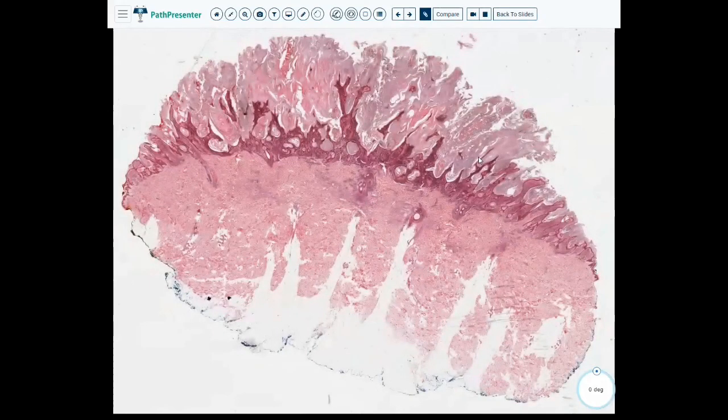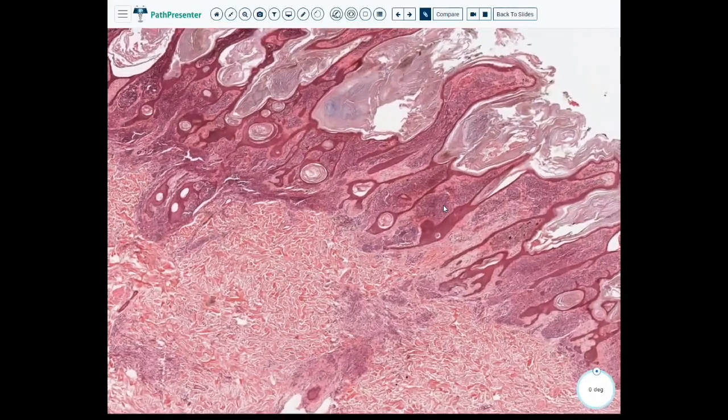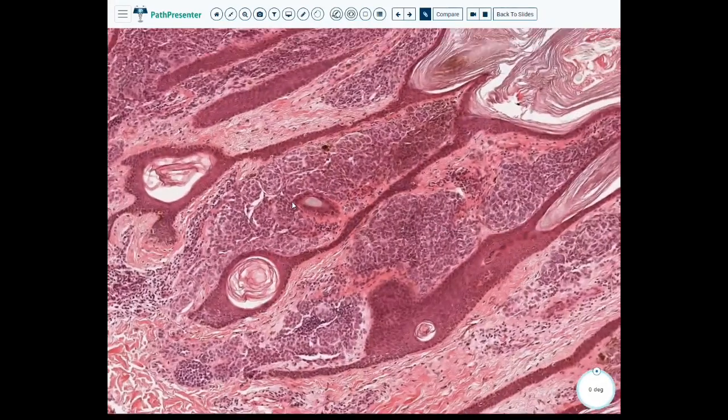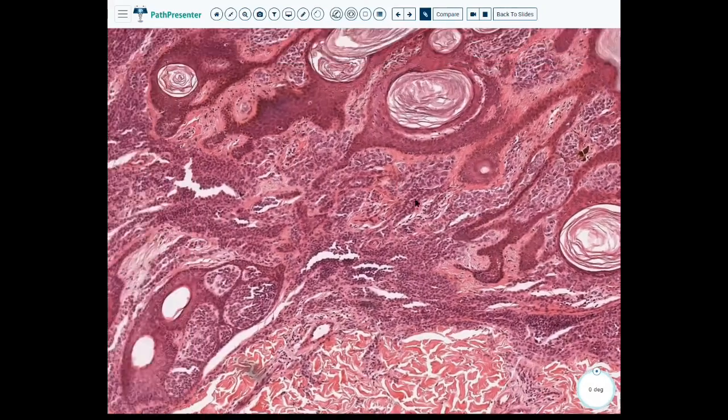So immediately what catches our eye is all this stuff on top. This is obviously going to be a big component of this lesion. And some of you might even be able to pick out some of these keratin pearls. So this already looks like a seborrheic keratosis, which is part of the aspect of this lesion. For anyone going, hey, this is a seborrheic keratosis, you are halfway there.